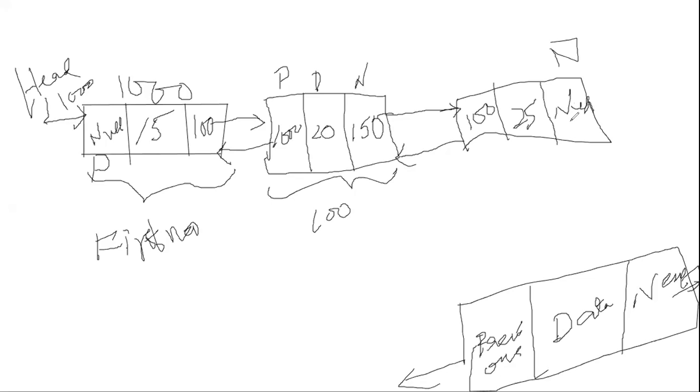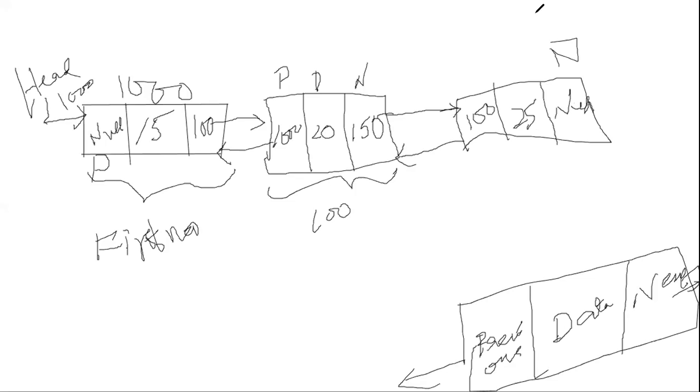In a doubly linked list, the previous field of the first node is what here? Null. And the next field of the last node is null. Clear, all of you? Shall I repeat again?